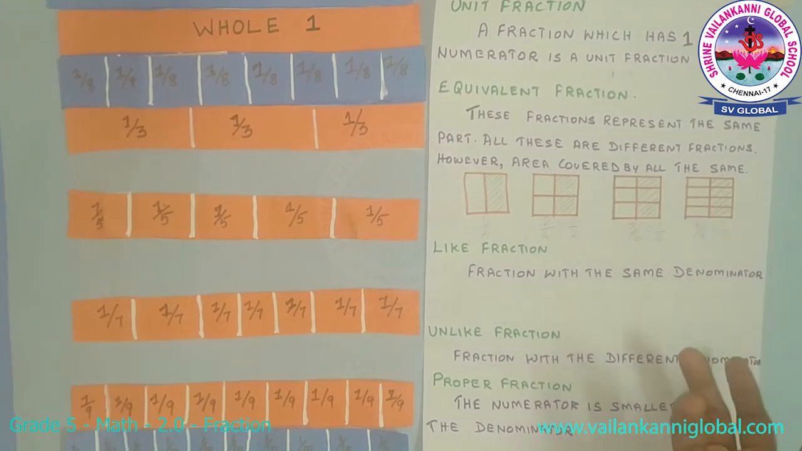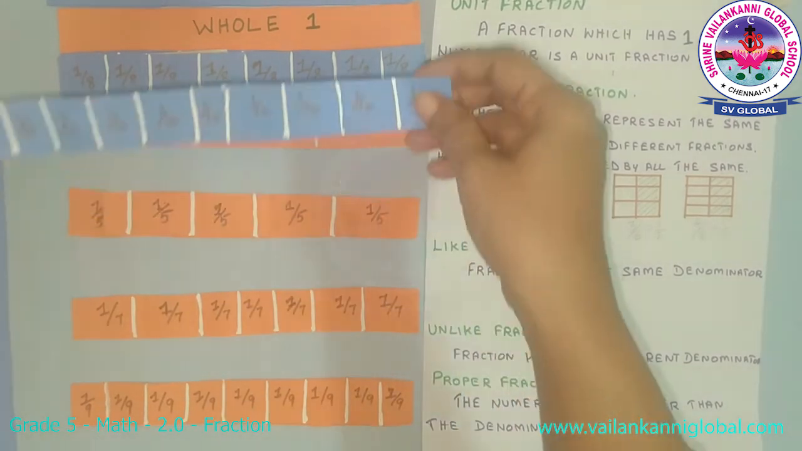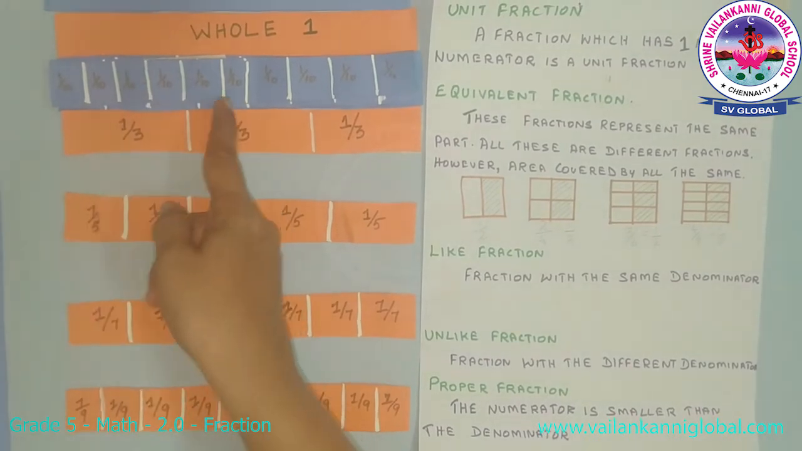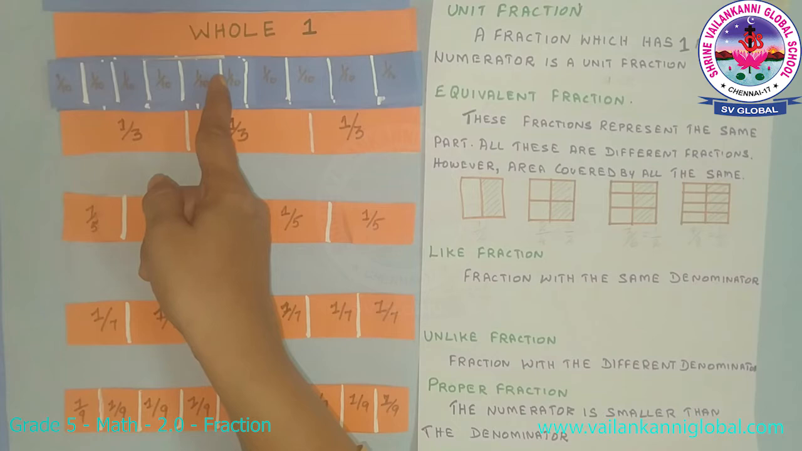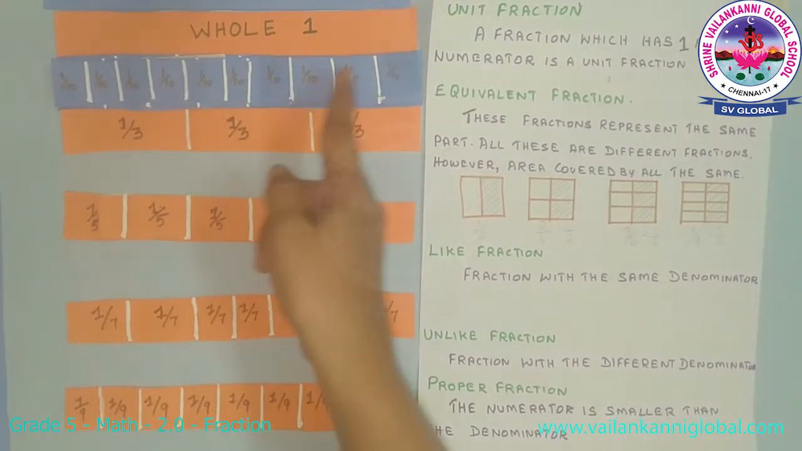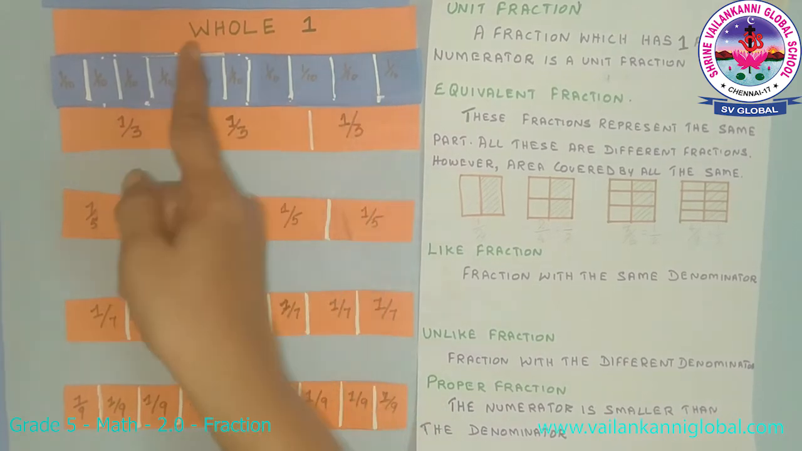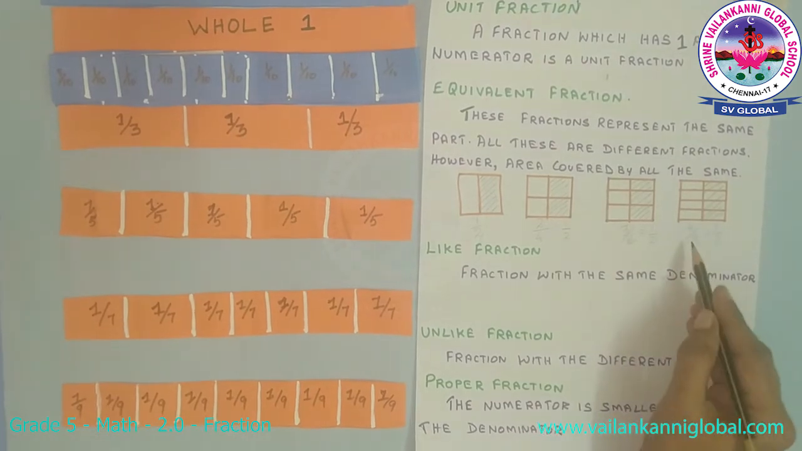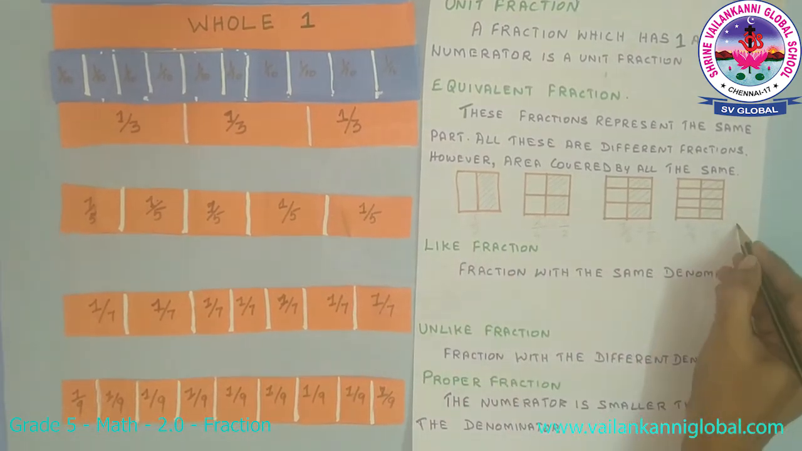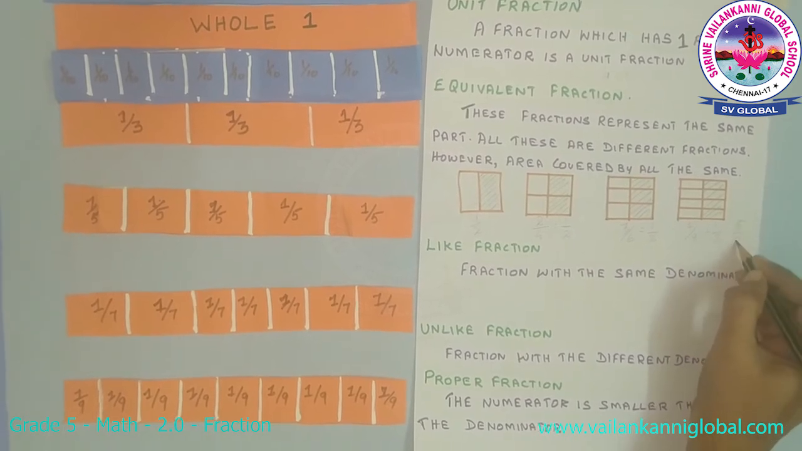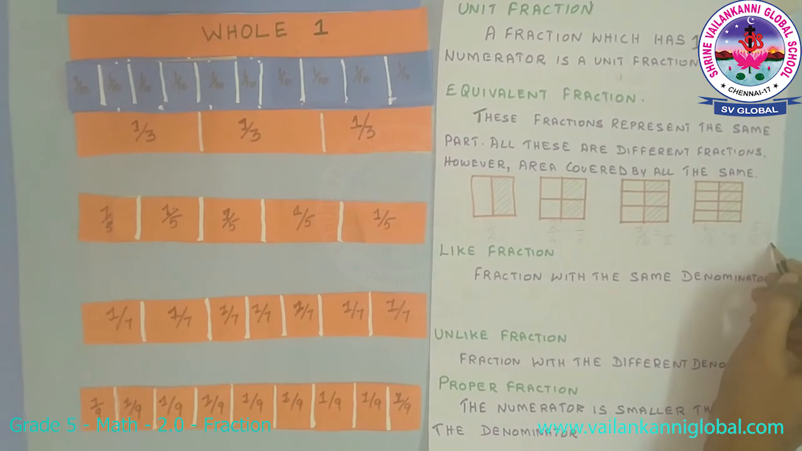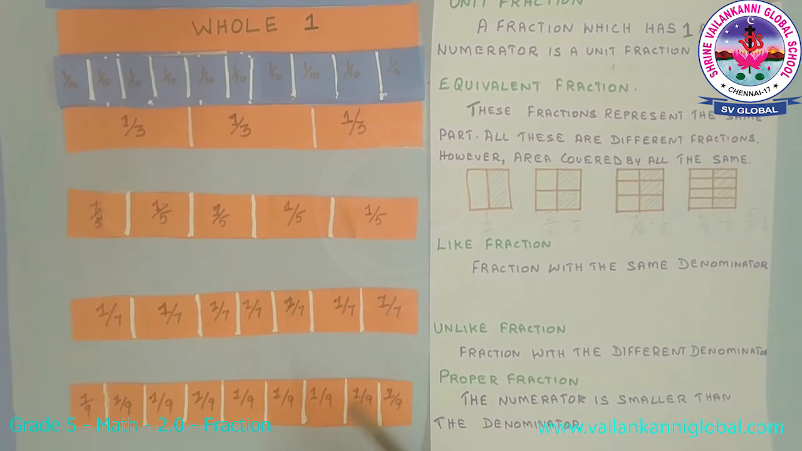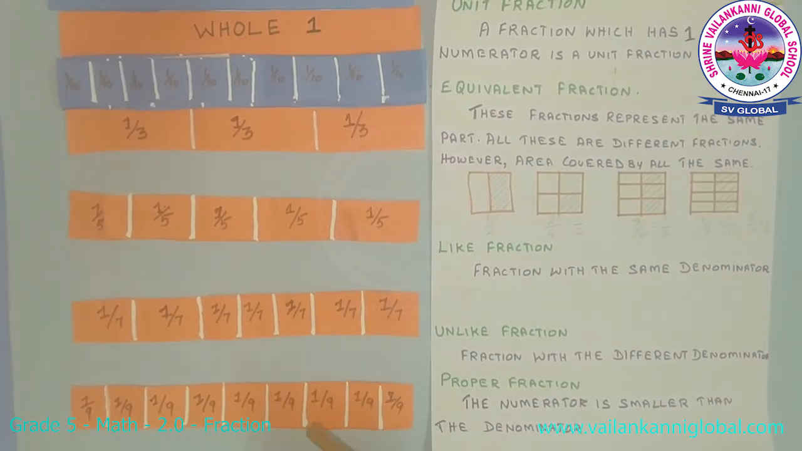Then what will be the next equivalent fraction? The next equivalent fraction will be this, 5 by 10. Here 1, 2, 3, 4, 5, and 1, 2, 3, 4, 5, so we divided into equal parts. This 5 by 10 is equivalent to 1 by 2. Again, if you simplify this, you will get 1 by 2. Got it?